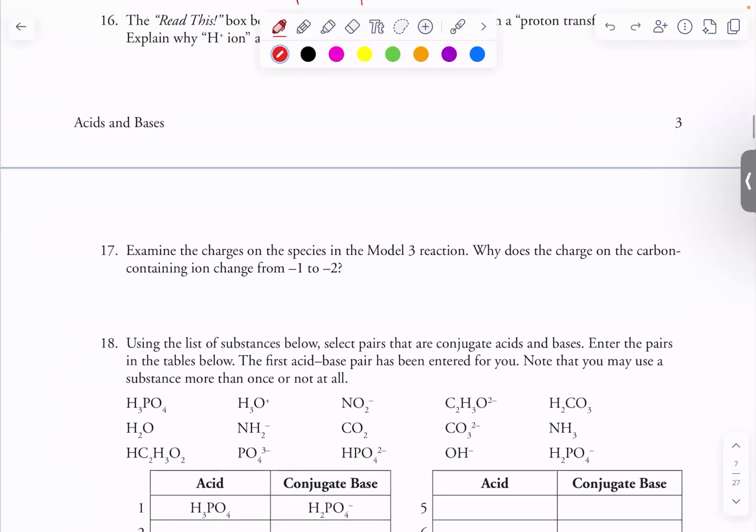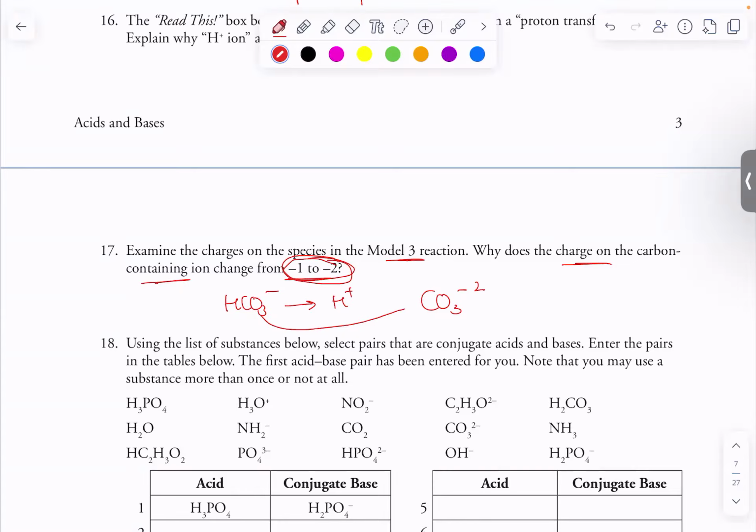Examine the charges on the species in the Model 3 reaction. Why does the charge on the carbon containing ion change from -1 to -2? Because it donates a proton, so it now needs two protons to achieve stability. Yes. So it was actually HCO3 negative. When it donates a proton, it will change into what? CO3 minus 2. Yes, that's it. From -1 to -2.